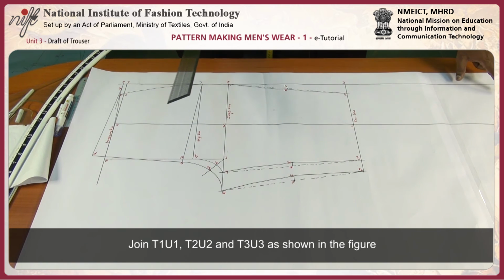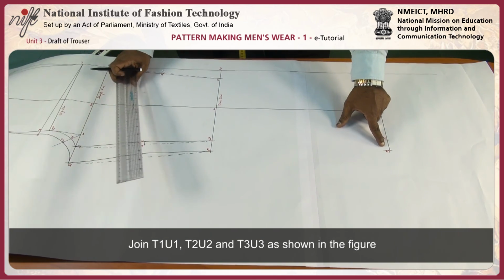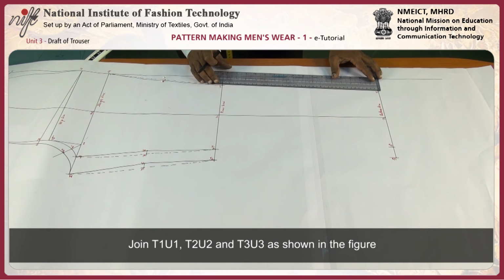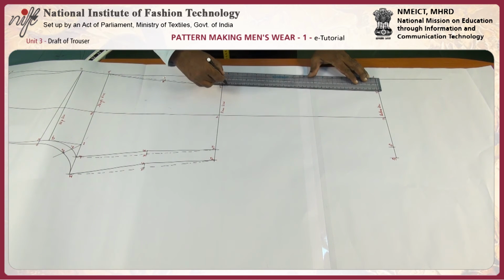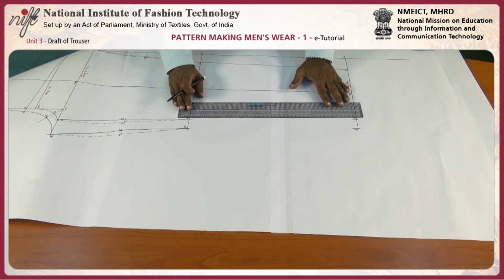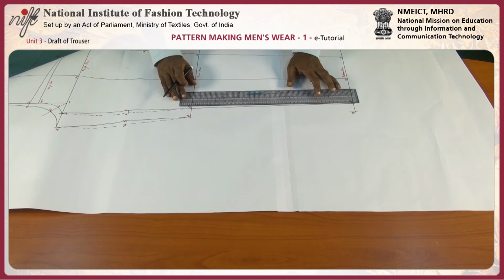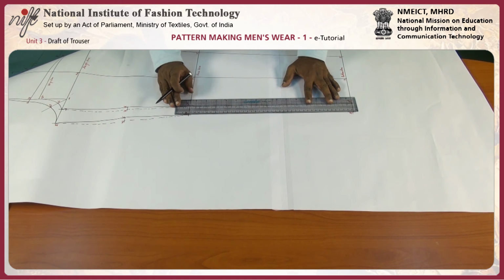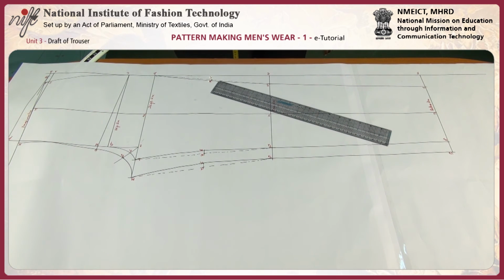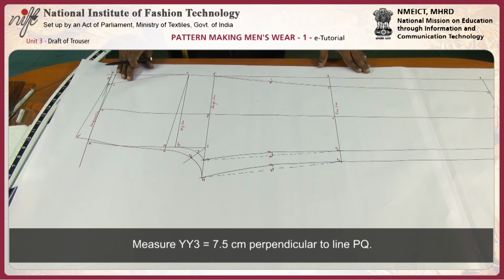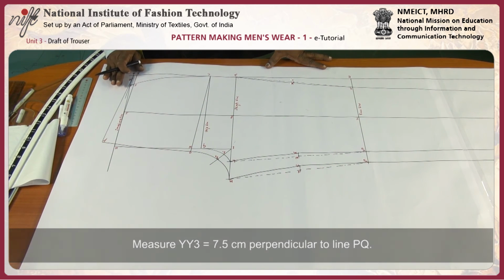Join T1 U1, T2 U2 and T3 U3 with the straight ruler. T1 U1, T2 U2, T3 U3. Now measure y3 7.5 centimeter.